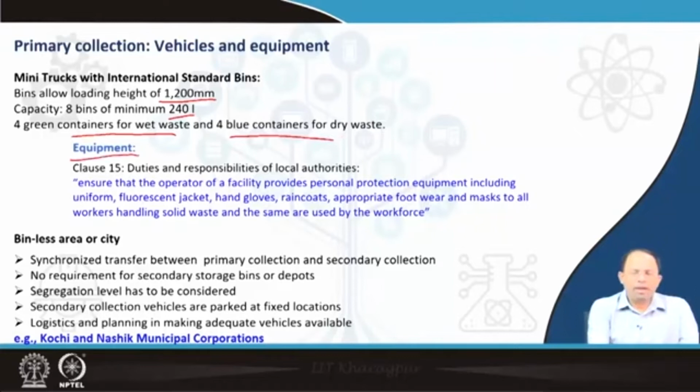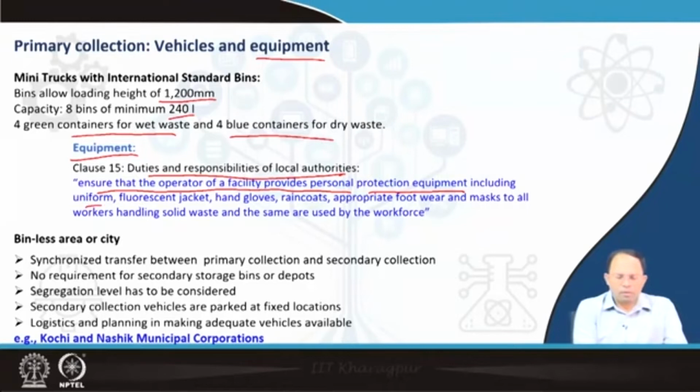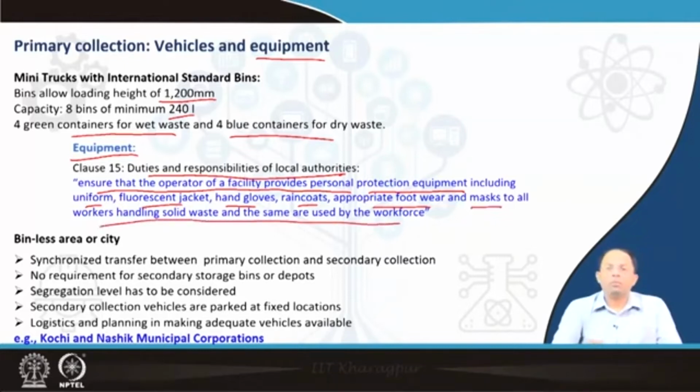Now coming to equipment for primary collection, not only vehicles, we also have to think about equipment. As per clause 15 of the MSW rules, on duties and responsibilities of local authorities, it says to ensure that the operator of a facility provides personal protection equipment including uniform, fluorescent jacket, hand gloves, raincoats, appropriate footwear and masks to all workers handling solid waste, and the same are used by the workforce. So this kind of equipment has to be mandatorily provided as per MSW rules 2016.